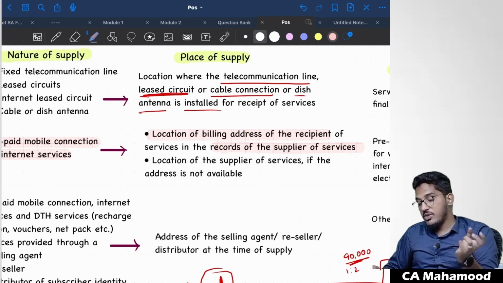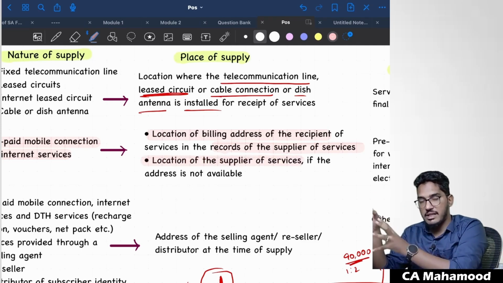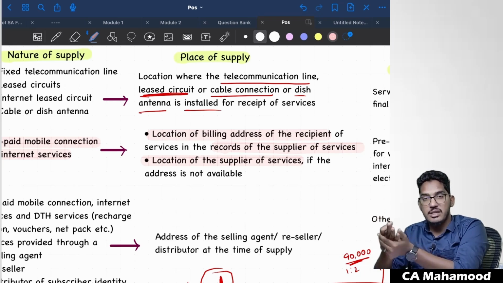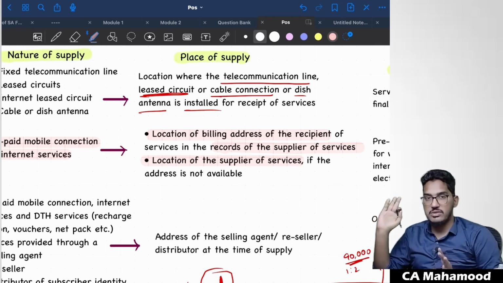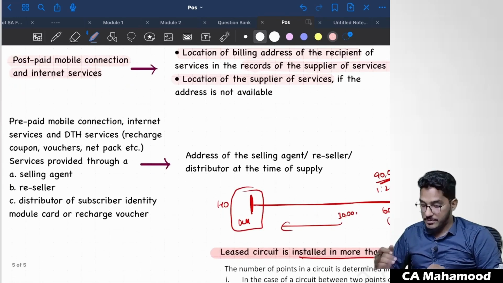Sir, what if in the supplier's records, the address of the recipient is not there? In those cases, it is the location of the supplier of services. So if the address of the recipient is available, it is the location of the recipient. If the address is not available in the records of the telecommunication company, sir, the location of the supplier will be the place of supply. Next. So the second point, I've spoken about postpaid connection.